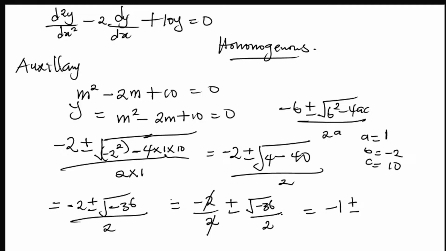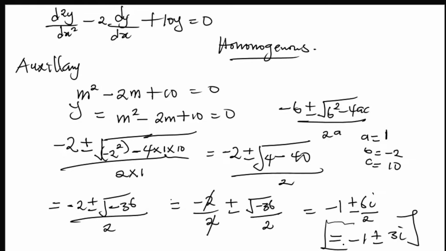So since you have this as a complex number, this will now be 6i divided by 2. Remember, 6 can divide 2, and that will give us 3. So your final root will simply be minus 1 plus or minus 3i. Are we together? So you can see that this is a complex root.